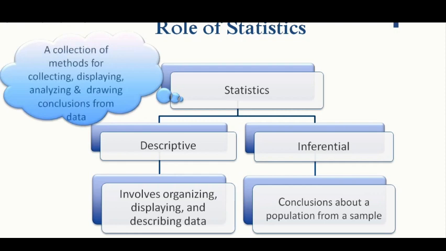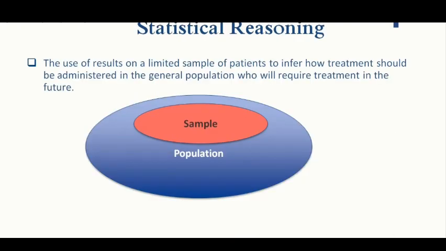So in statistics, if anybody asks you what is the definition of statistics, then it's a collection of methods for collecting, displaying, analyzing and drawing conclusions from the data. So all these go into statistics. And statistical reasoning is based upon the sample: the use of results on a limited sample of patients to infer how treatment should be administered in the general population we will require treatment in the future. So that is what we are aiming at.